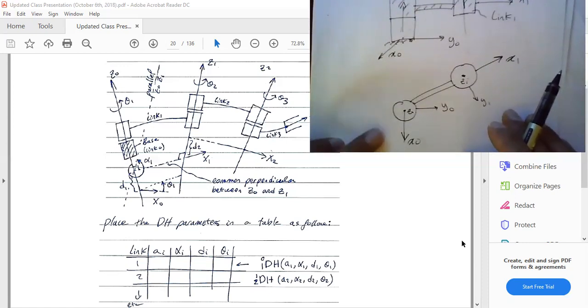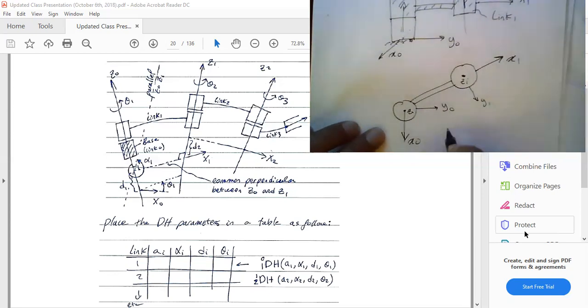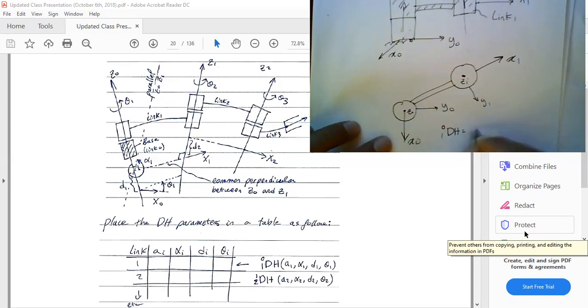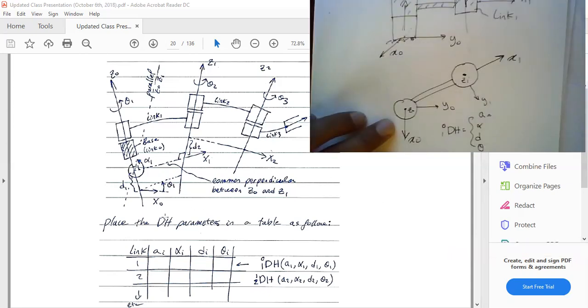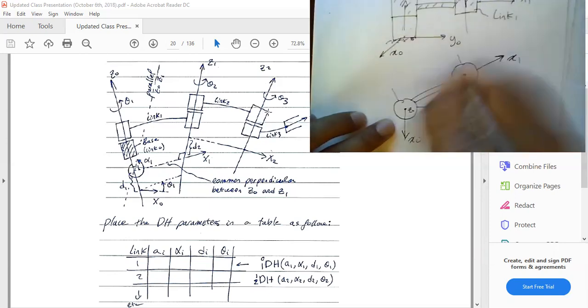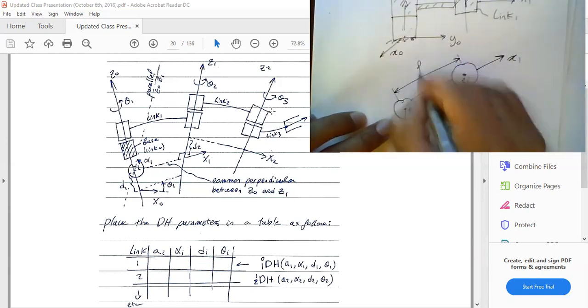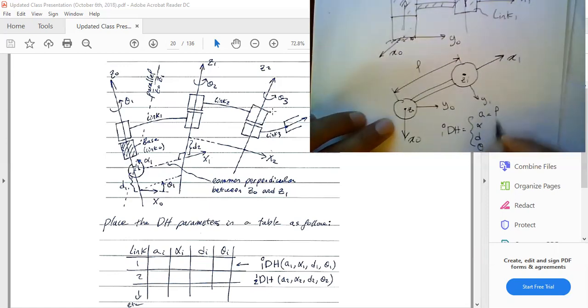If I want to build that DH frame for these two frames, DH01, what is that going to be? It's going to be a function of A, alpha, D, and then theta. What is A on that figure? We said A is going to be the distance between the z-axes. So what is the distance between the z-axes? It's that distance right there, and that is a fixed distance. So A is going to be equal to L.